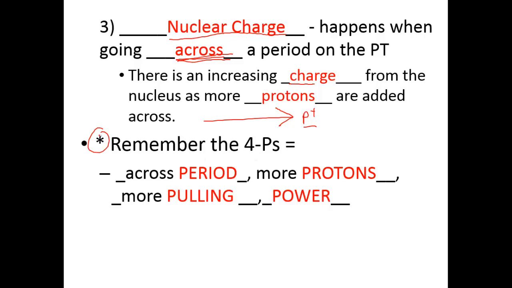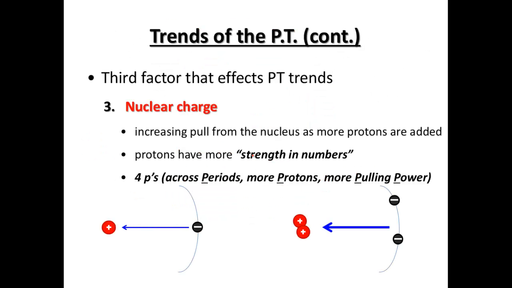This is a key idea to remember. Remember the 4 P's: across the period, more protons, more pulling power. So this is our 4 P's to remember. What we're looking at is nuclear charge, an increase of the pull from the nucleus as more protons are added.